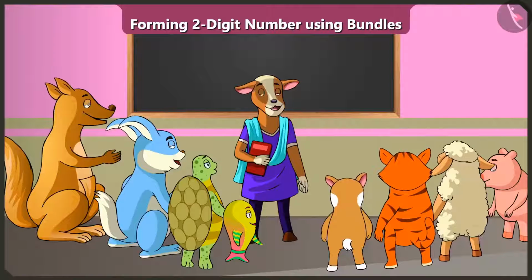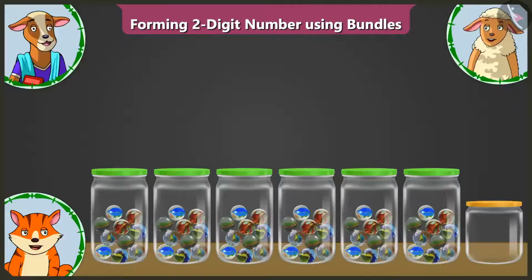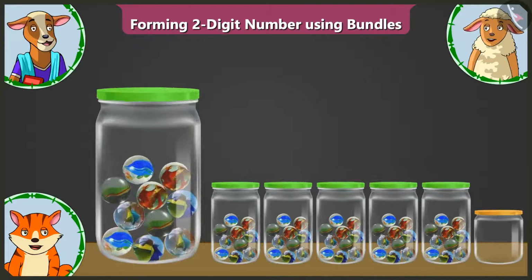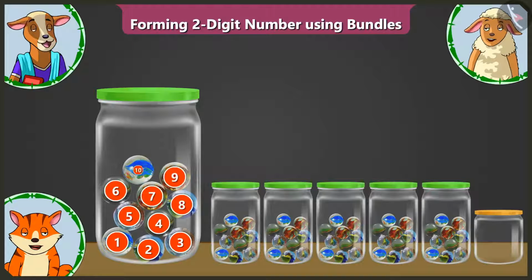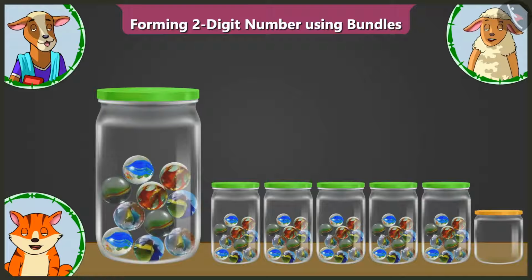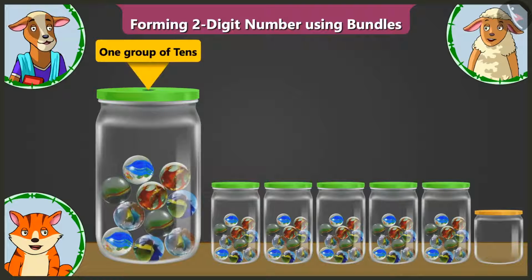Children, in the last video, we learned to make groups of tens and write the numbers in tens and ones boxes. Today we will carry forward that topic. Look, here are some jars filled with marbles. Let us count. The first jar has 1, 2, 3, 4, 5, 6, 7, 8, 9 and 10 marbles. This means that this is one group of tens.